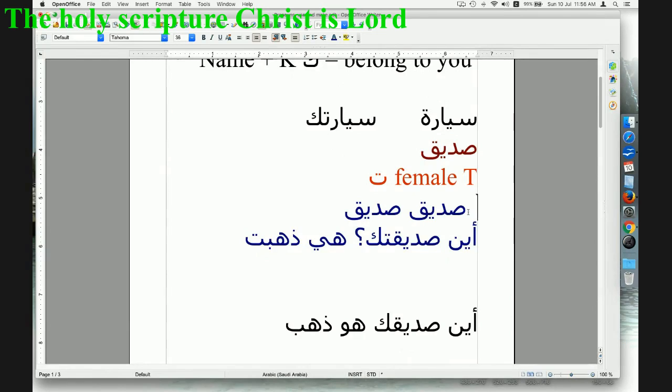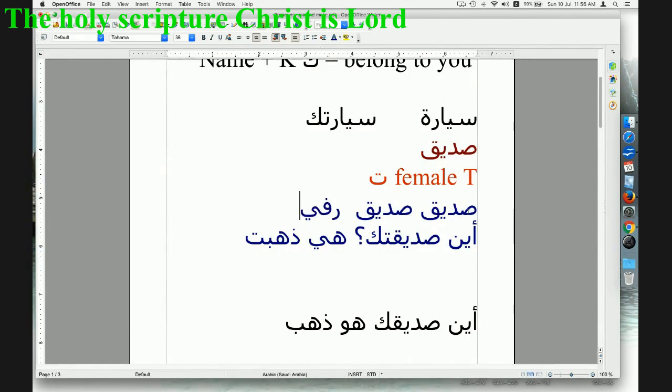Let us say there's another word for Sadiq, which is Rafiq. Rafiq is more of a companion, more than just a Sadiq, which means a friend. So Rafiq is closer to you. Like when a man and woman get married, they say Rafiq Darbi, the companion of my road, which means the one who lives with me forever. So this is for a male. To make it for a female, I add the ta marbuta: Rafiqa.